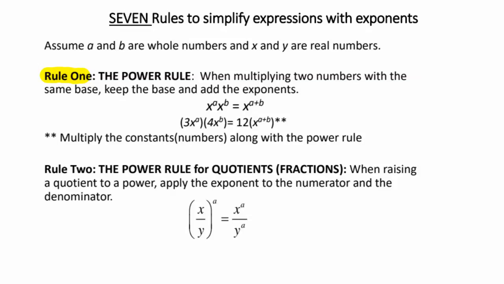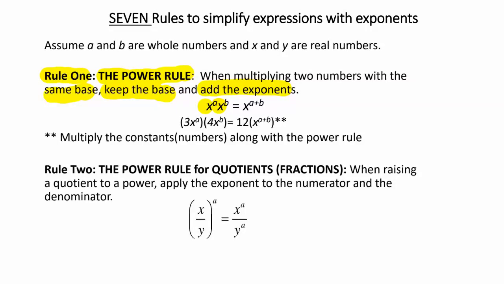This is known as the power rule. It says that when multiplying two numbers with the same base, keep the base and add the exponents. If you'll notice in line number 1, I have x to the a times x to the b. My answer is to take that x and add a and b.